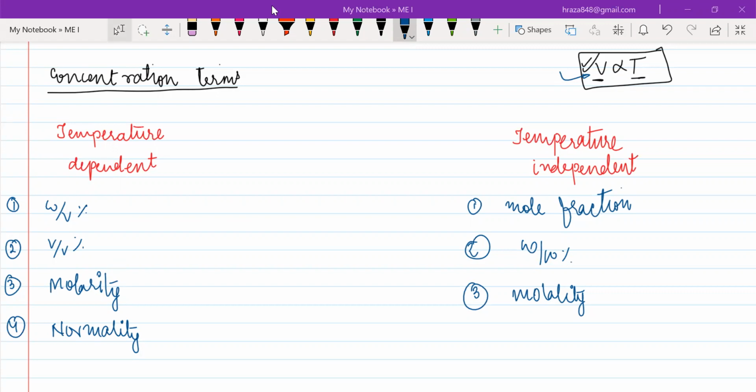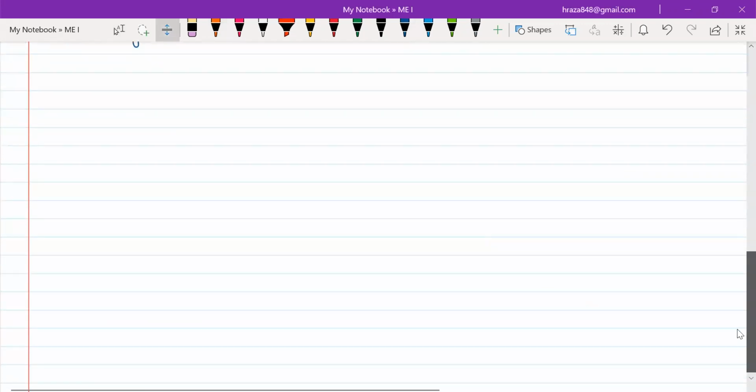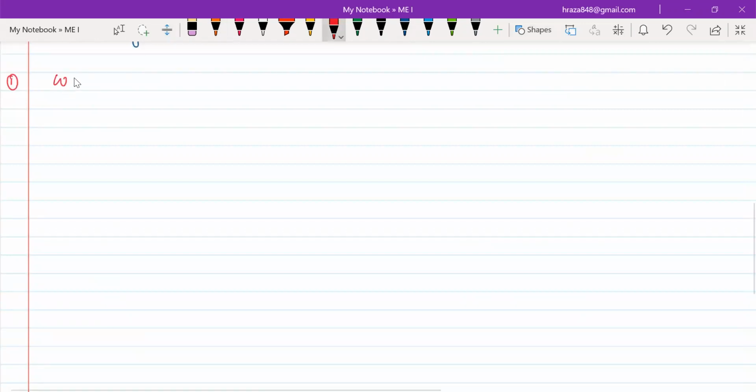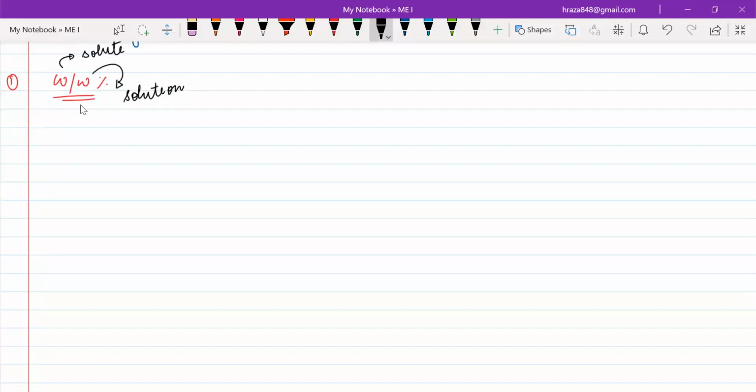Now see, I'm going to start from this one first, then we will move to the next. The first I'm going to introduce is weight by weight percent. Always remember that the one in the numerator is for solute, and the one in the denominator is for solution. Since it is weight, we will take it in gram. If it is in volume, then we will take it in ml.